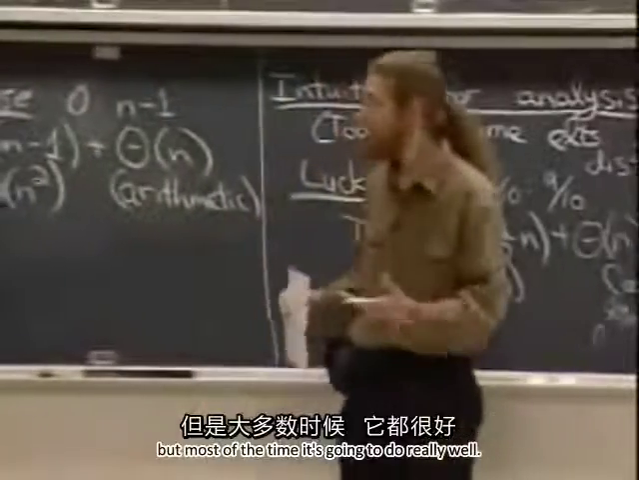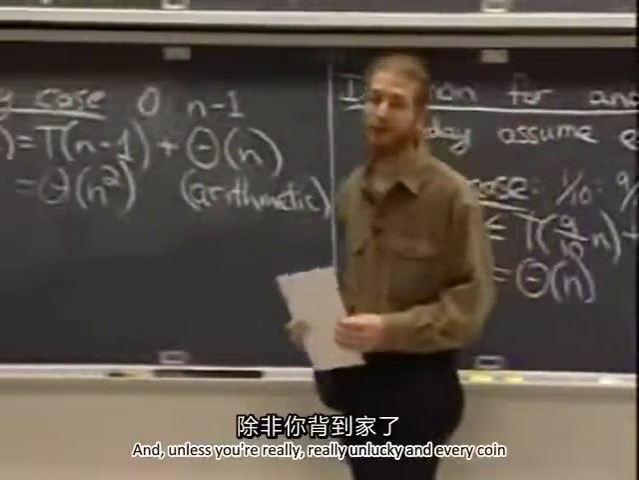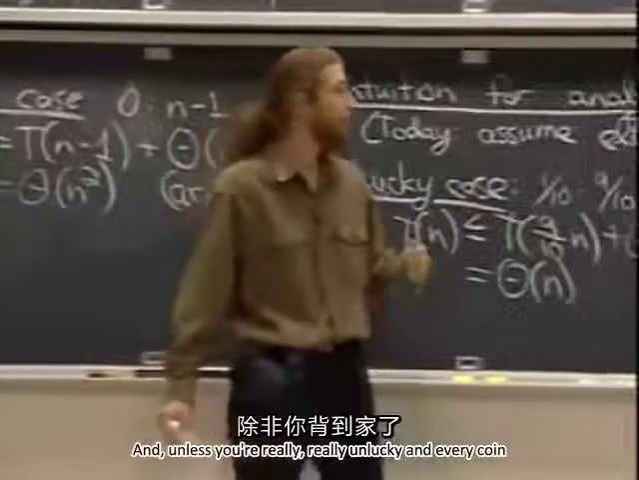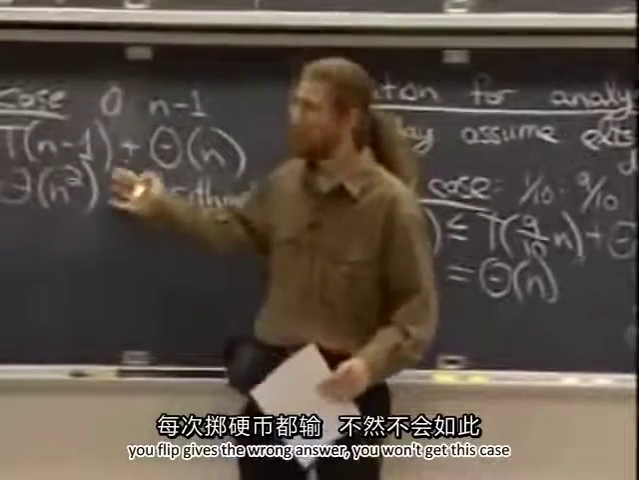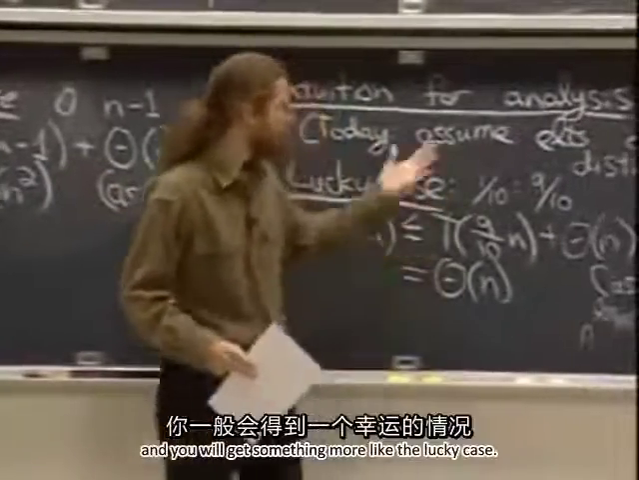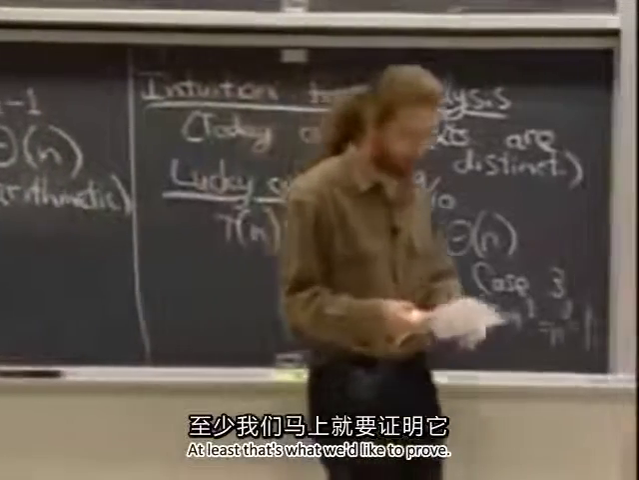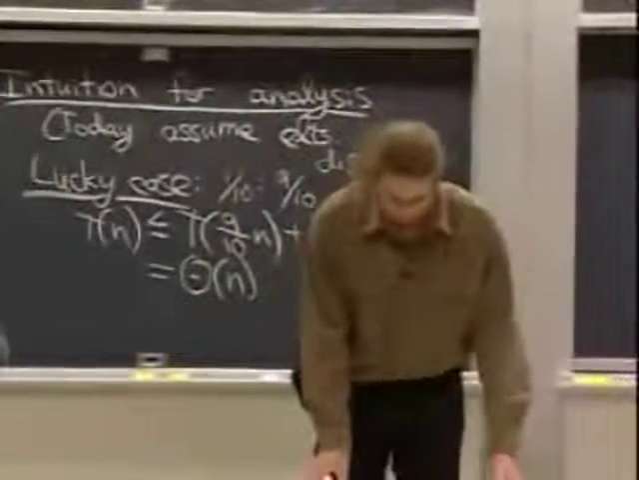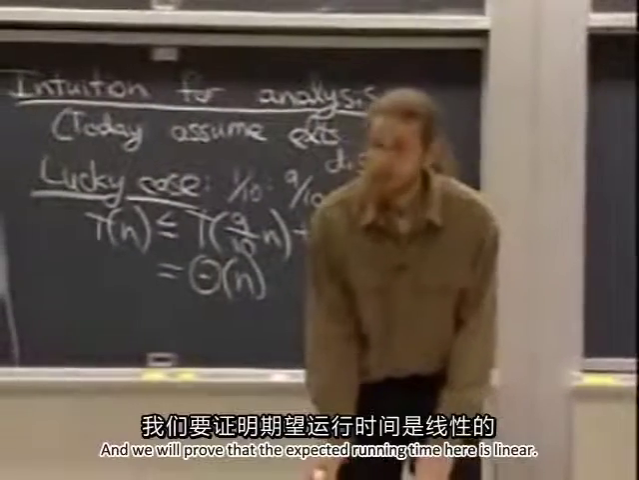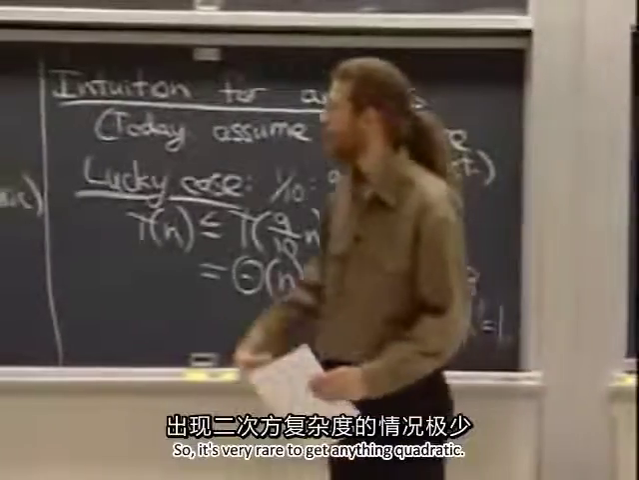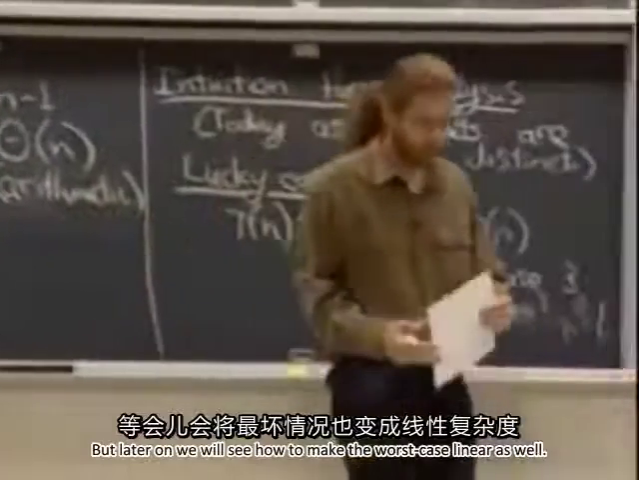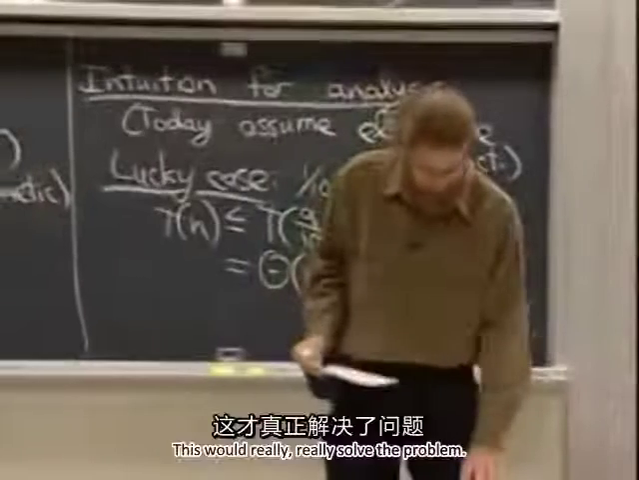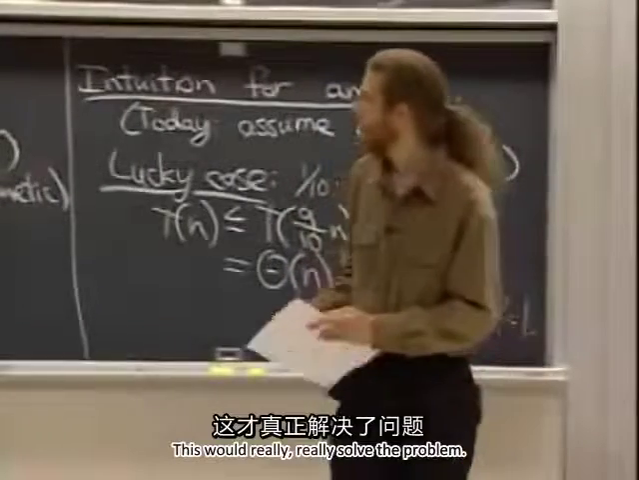But most of the time, it's going to do really well. Unless you're really, really unlucky and every coin you flip gives the wrong answer, you won't get this case, and you'll get something more like the lucky case. At least that's what we'd like to prove. And we'll prove that the expected running time here is linear. So it's very rare to get anything quadratic. But later on, we'll see how to make the worst case linear as well, to really solve the problem.